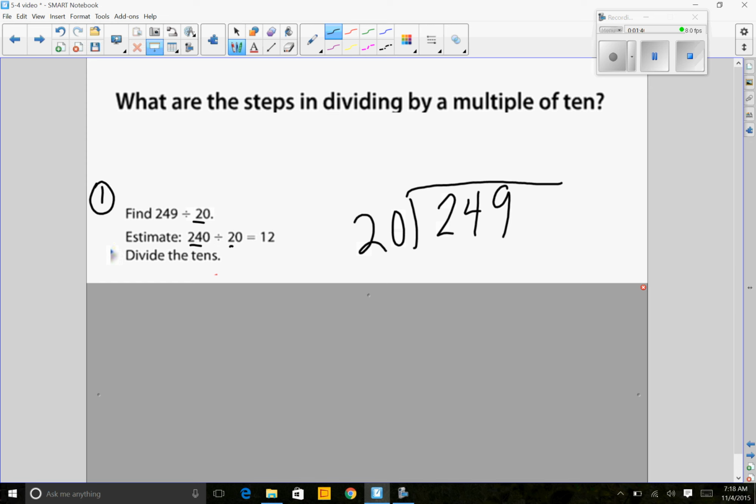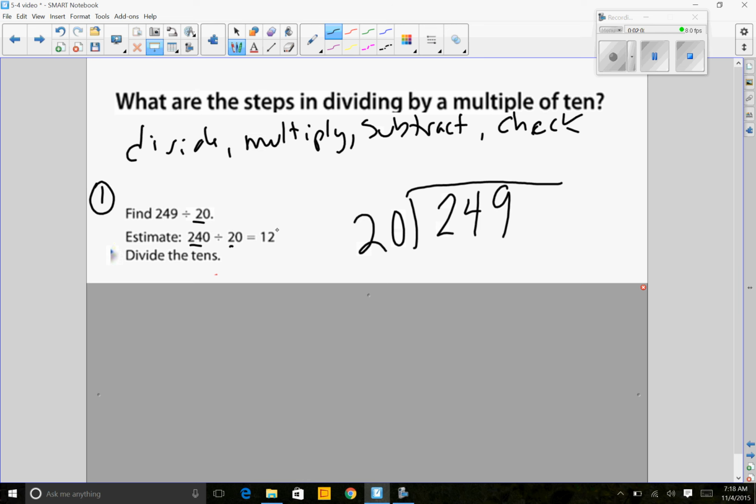So we would know two things from our estimate. We would know that it's most likely going to be a two-digit quotient, and it's going to be close to 12. And we're going to do our usual steps. We're going to divide. We're going to multiply. We're going to subtract. And we're going to check. Those are our 4 steps. So we know we're going to start in the tens place because this is a two-digit answer. So a two-digit answer would go over the 4 and the 9 here.